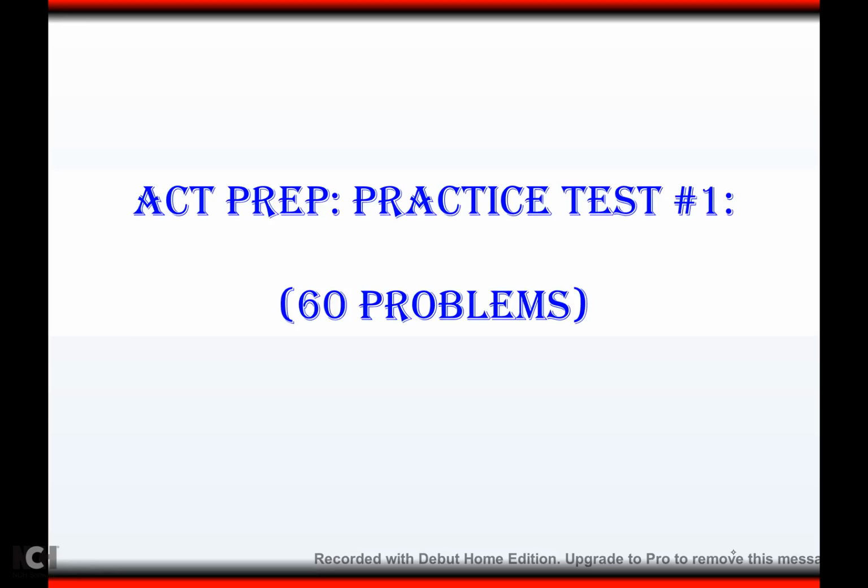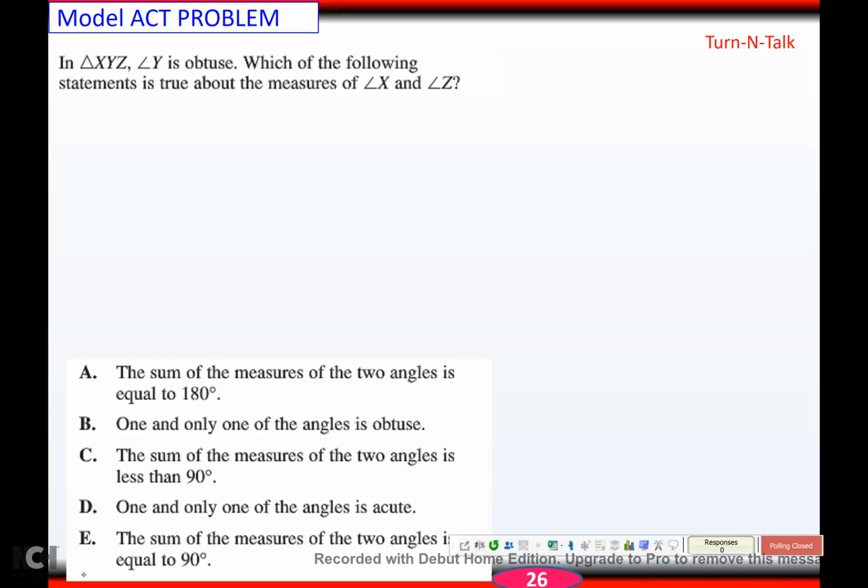All right, welcome back, and this is our first of 4 practice tests. This is taken straight from a practice book, 60 problems, okay? I put a timer on there for 60 seconds so you know how fast a minute goes, but again, push pause and then I'll come back and explain the ones you did wrong. So good luck, and here we go.